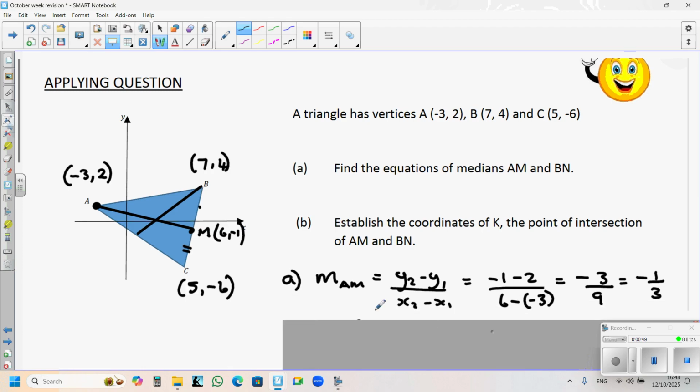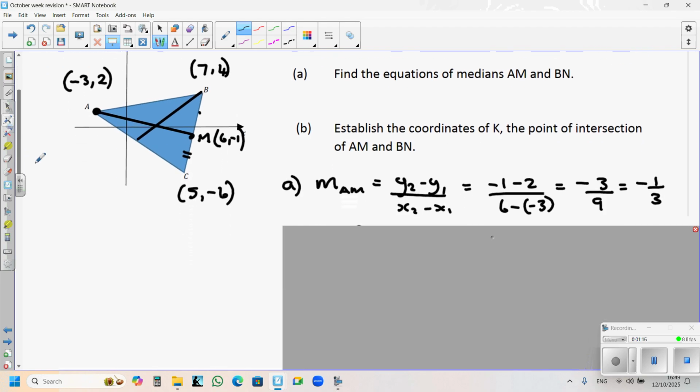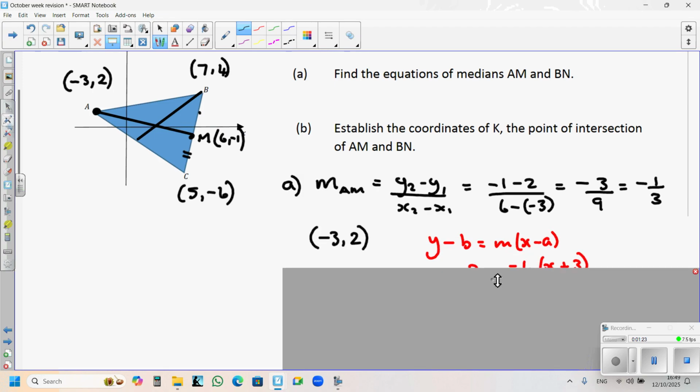Work out the gradient. The gradient of AM is y2 minus y1 divided by x2 minus x1, which is -1 take away 2 divided by 6 take away -3. So when I work that out, I get -3 divided by 9. You've got to break down your fractions to the simplest form, which is -1/3. Now, once you have got the gradient, I've got 2 points on that line. I can either use A or I could use this point M to work out the equation. So I'm going to use the point (-3, 2).